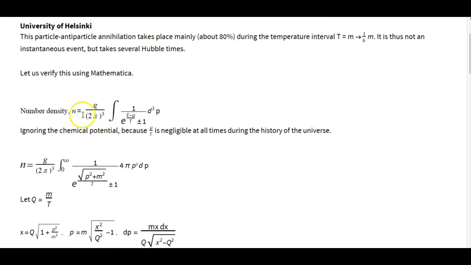Number density is given by this expression, which we have seen before. The chemical potential we can ignore in this calculation, because the mu over T term is negligible at all times for all particles during the history of the universe. So we can write the approximate number density as this, where energy is equal to the square root of p squared plus m squared.